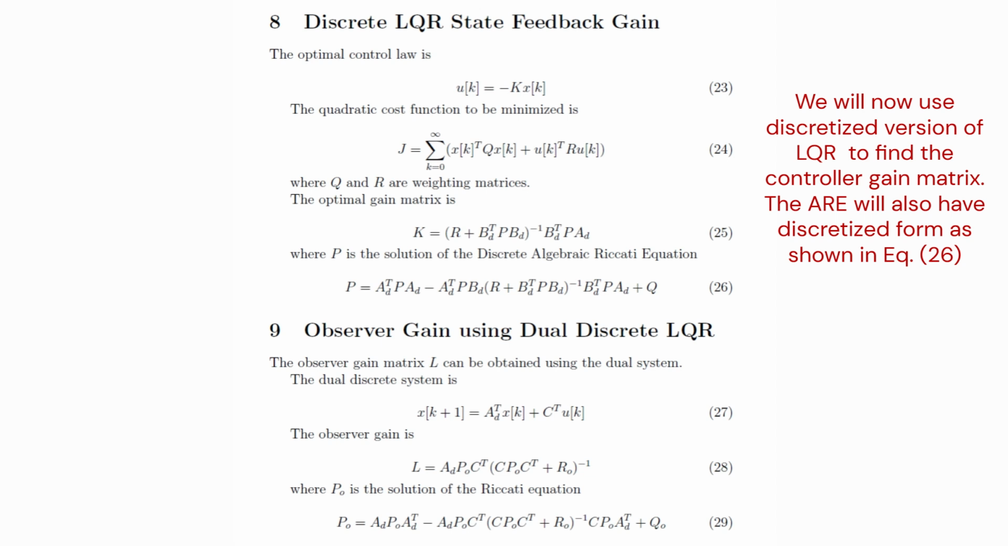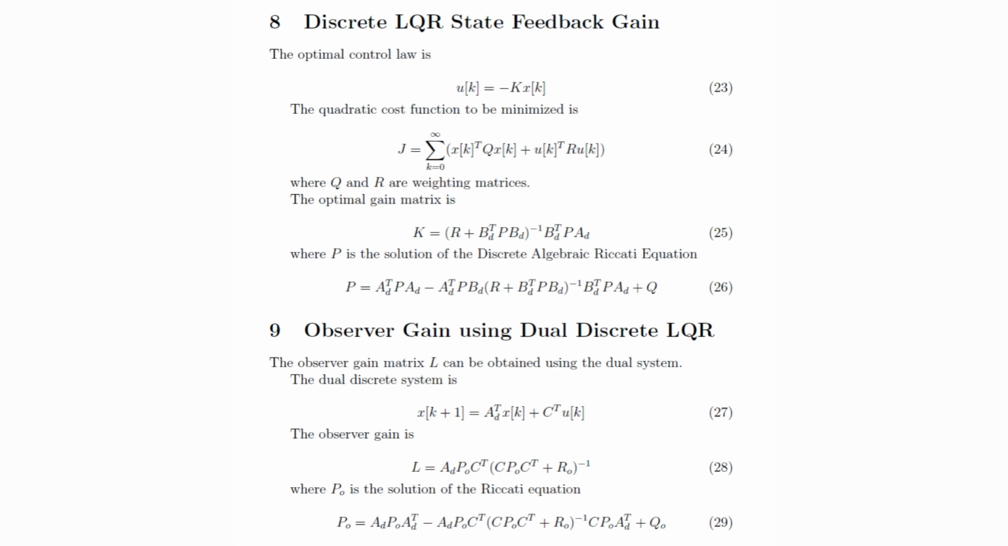In order to do that, we have to solve the discrete algebraic Riccati equation given in equation 26, and once we get the value of P from the discrete algebraic Riccati equation, we can calculate the value of K using the equation given in 25. In a similar manner, the observer gain can also be calculated using the LQR method, since the system follows duality. So instead of calculating the LQR for A and B, we can calculate it for A transpose and C transpose to get the observer gain matrix.